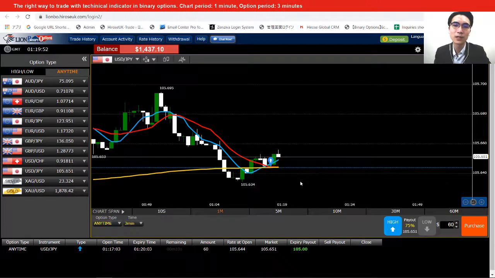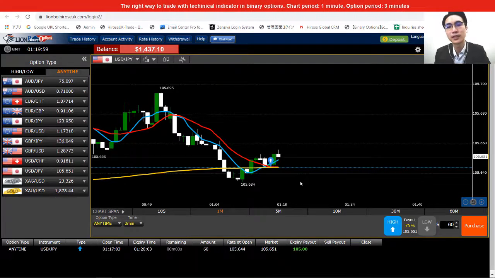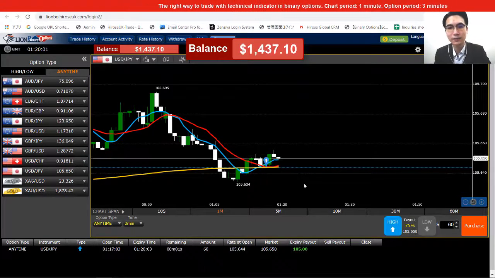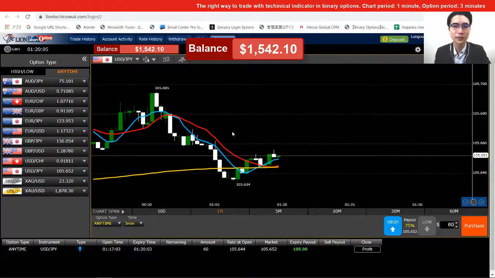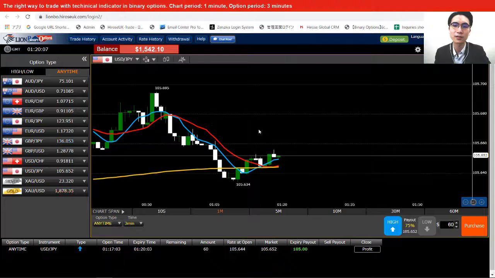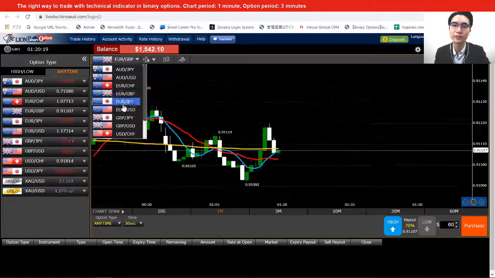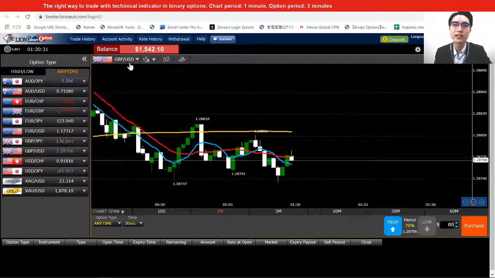So next I will just browse a bit to try to show you a timing for you to open a low position. Okay, the trade is now finished, and just fast forward a bit, and I will just try to browse on different currency pairs here to try to look for a downtrend.